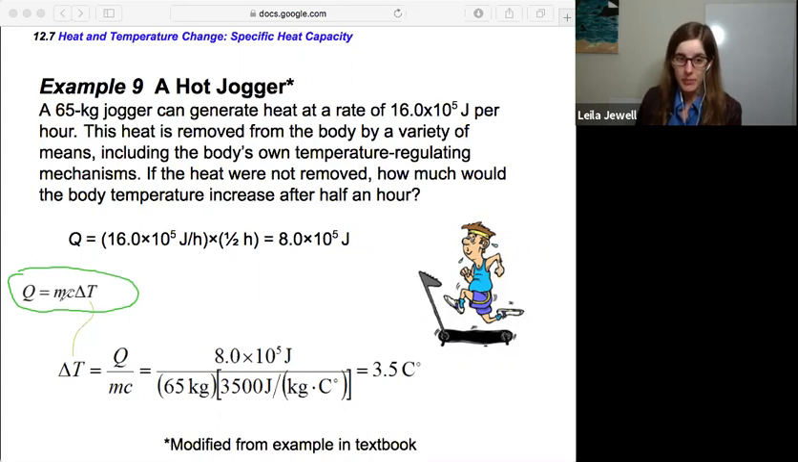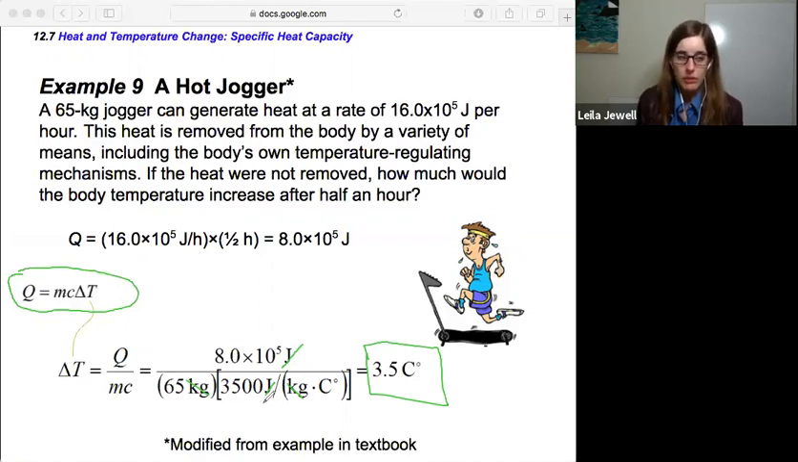So we'll divide the mc to the other side. So we have Q divided by mc. So we have our Q, the 8 times 10 to the fifth, divided by 65 kilograms, divided by that specific heat capacity of the body, 3,500 joules per kilogram per Celsius degree. And so that comes out to 3.5 Celsius degrees. So we notice that the joules will cancel out, the kilograms will also cancel out, and we're left with 1 divided by inverse Celsius degrees, which just comes out to Celsius degrees.